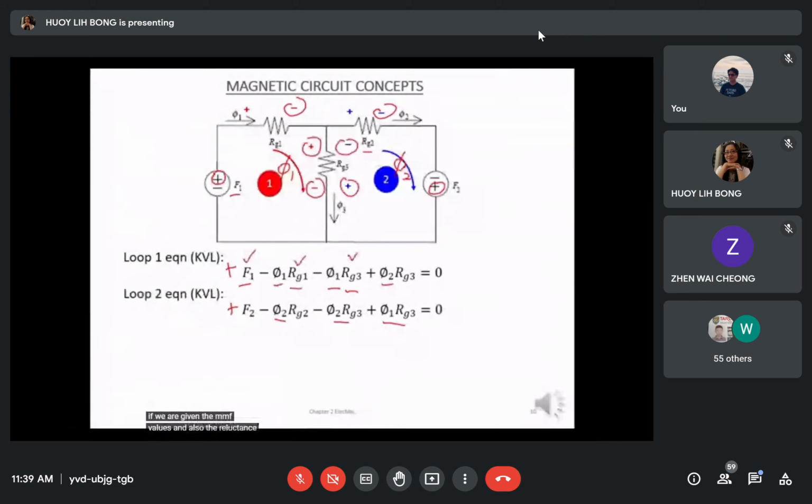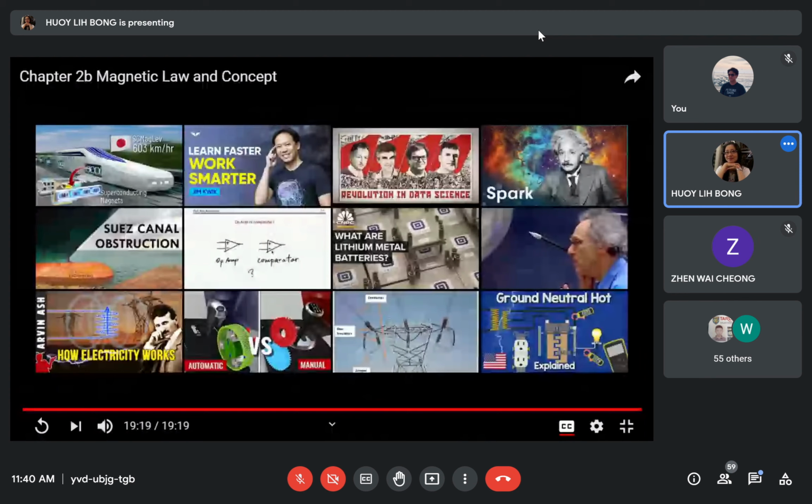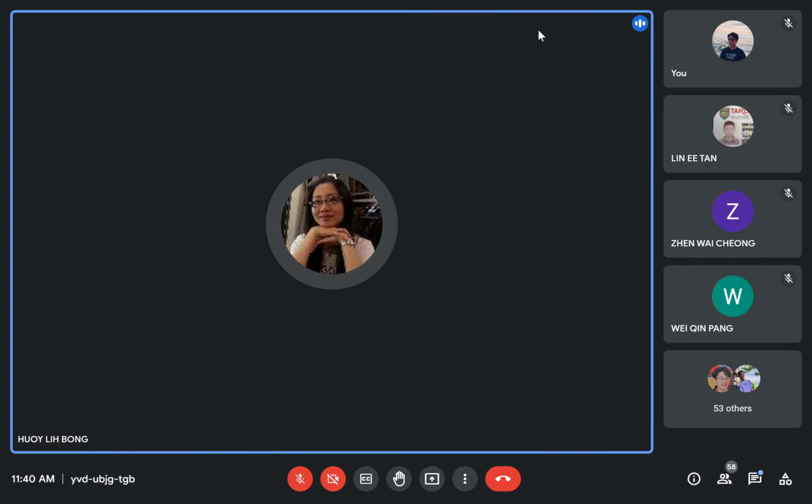We can also write the KCL equation as flux 1 equals flux 2 plus flux 3 in this junction. Okay, we finish with part B here. The important thing is to draw the equivalent circuit.